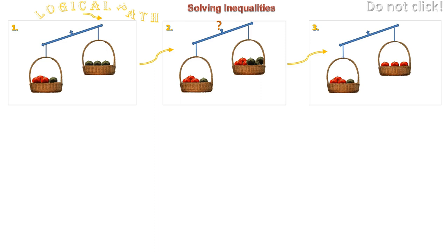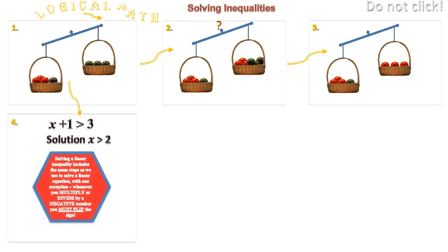Now, if we show the red apples in the left basket as an x, then from the first option we will have the inequality x + 1 > 3. And the solution will be x > 2. So we have to have more than 2 red apples on the left.